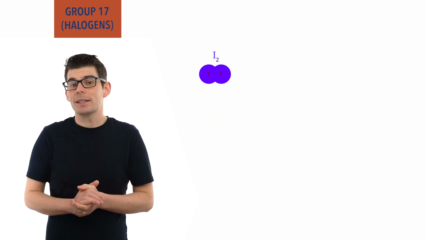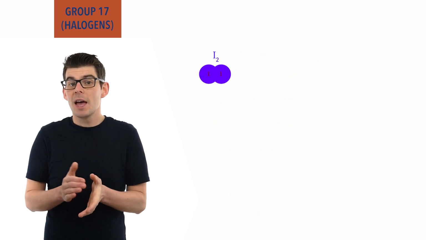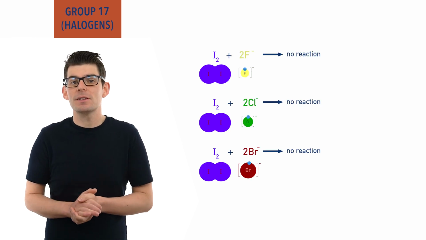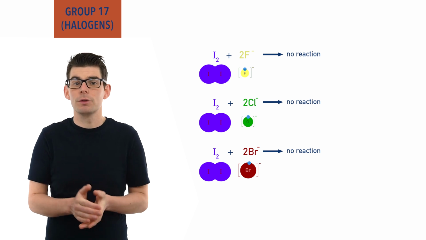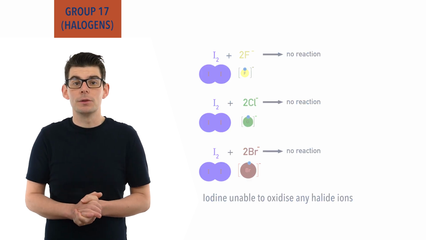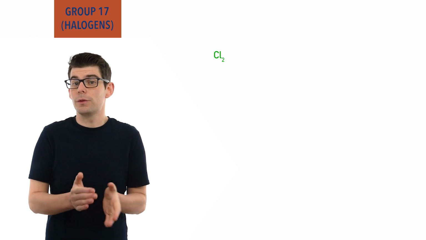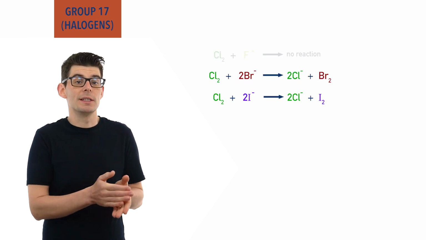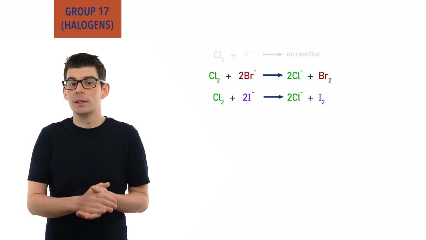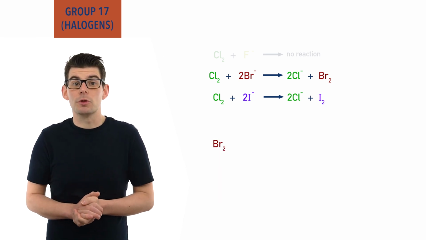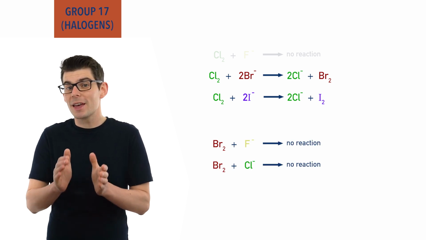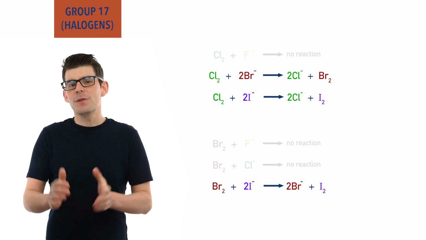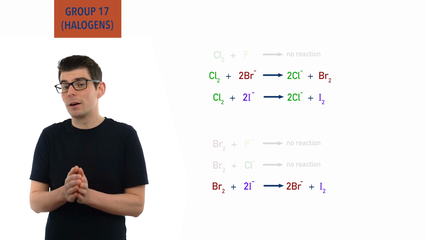Iodine is the least reactive halogen, and if iodine is mixed with halide ions of the other halogens, nothing happens. The iodine atoms are unable to pull the extra electrons away from any of the other halide ions. Chlorine is unable to react with fluoride ions, but is able to react with bromide and iodide ions, oxidizing them both and becoming chloride ions in the process. Bromine is unable to react with fluoride and chloride ions, however is able to react with iodide ions and oxidize them. This can be considered the opposite way round as well.